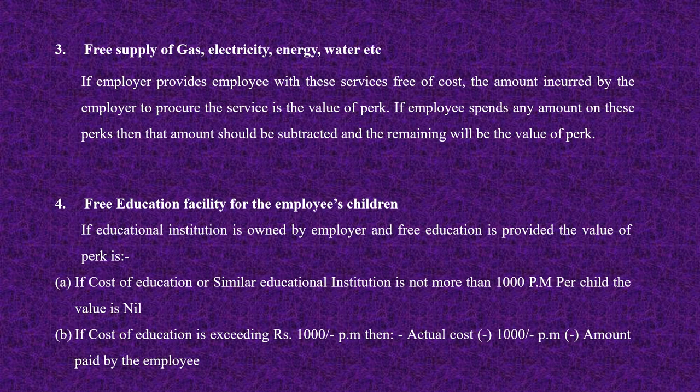So if the cost of education, which is borne by the employer, is 1000 rupees per month per child, then you will not be taxed. If the cost of education exceeds 1000 rupees per month, then the actual cost minus 1000 rupees per month, minus the amount paid by the employee, will be taxed as the value of the perquisite. So again, this is another perquisite that is given to the employees.